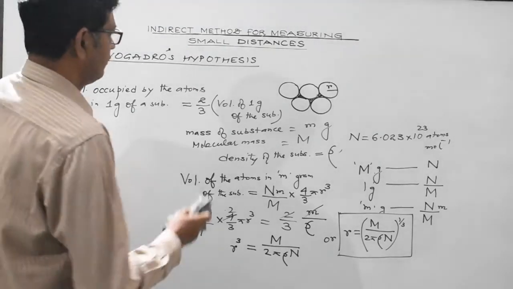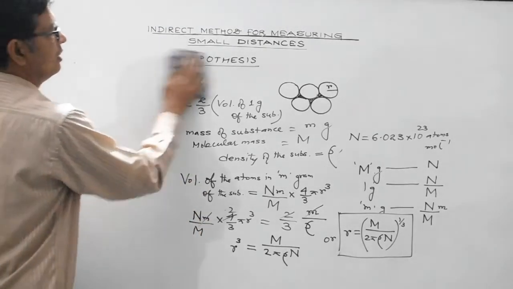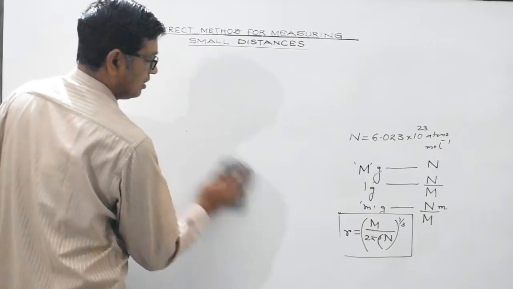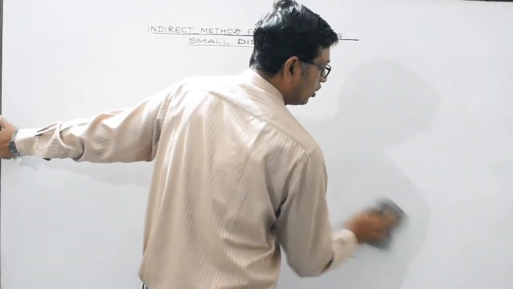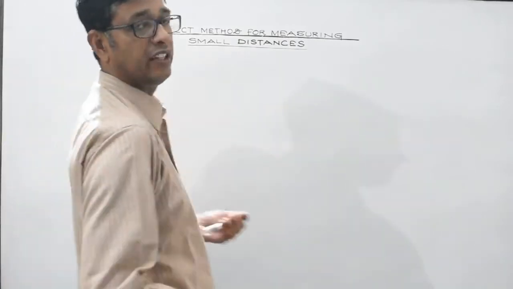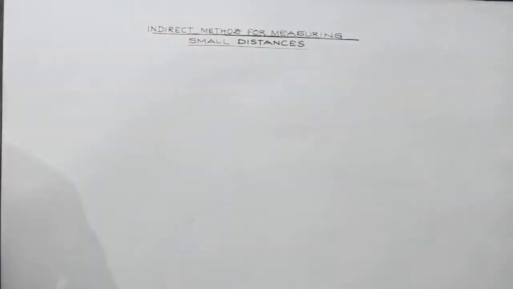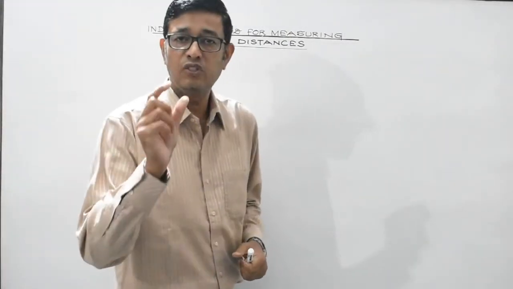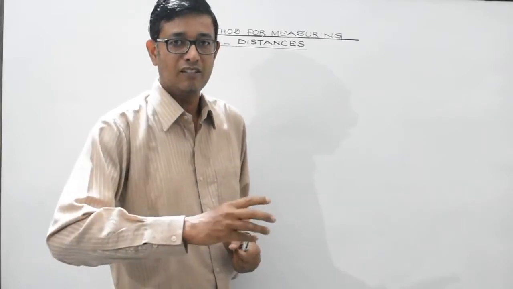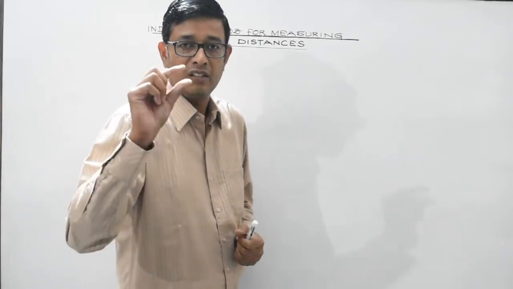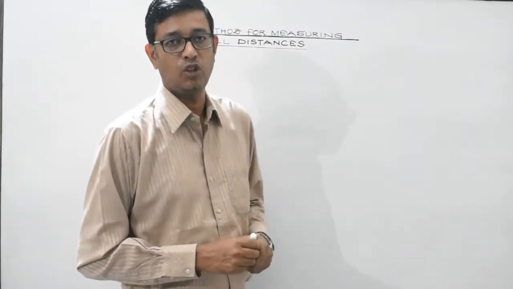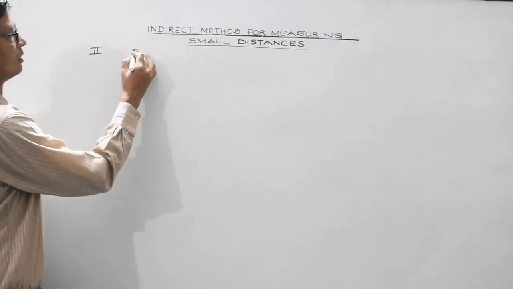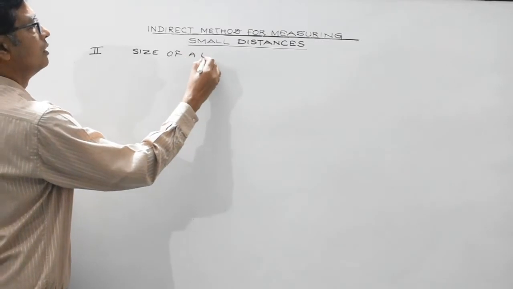Now there is another interesting method. We will try to find out the size of the molecule of a liquid. In order to do that, we will consider the case of oleic acid. Students, why am I making use of oleic acid? Because in oleic acid, the size of the molecules is quite large, so it will be somewhat easy to determine the size, or rather the diameter, of that molecule, right? So second is, we will try to find out the size of a liquid molecule.